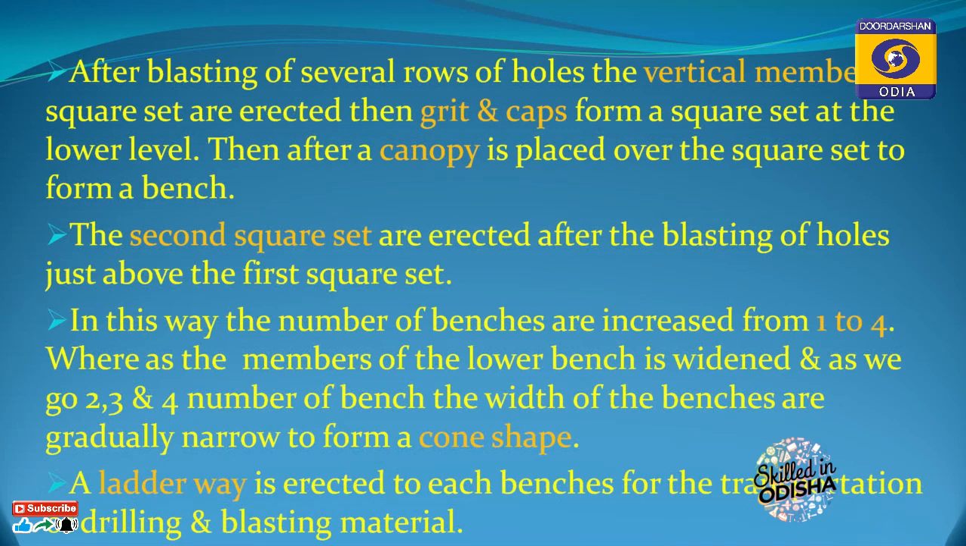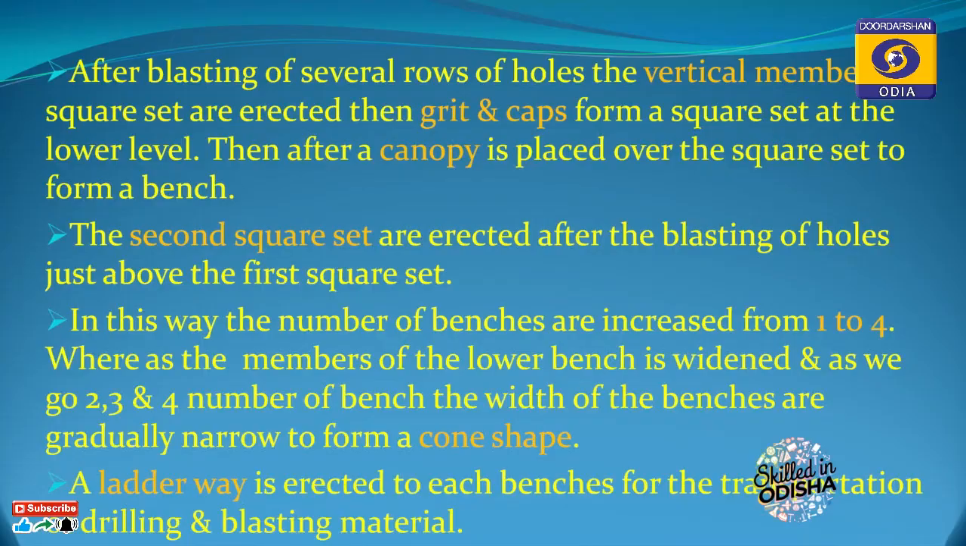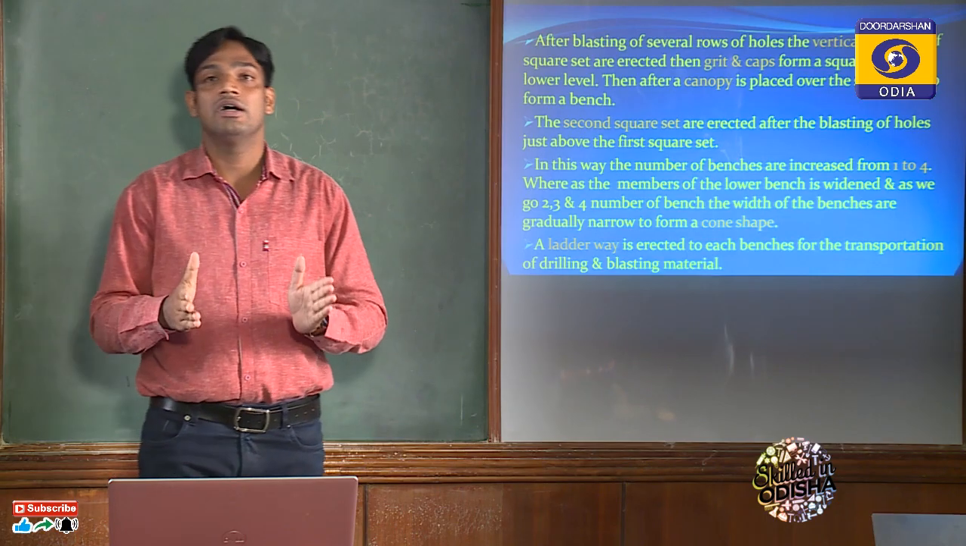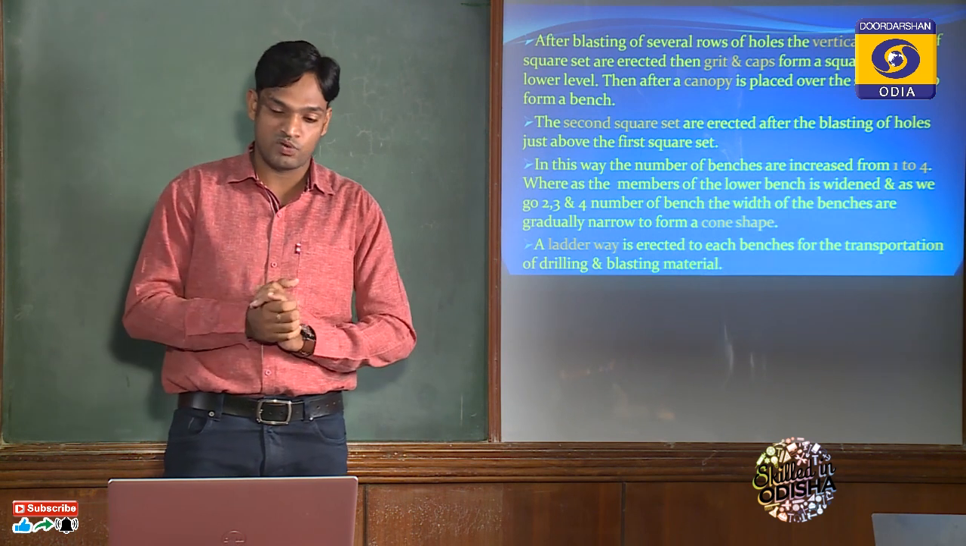After the square set at the lower level, a canopy is placed over it to form a bench, and the second square set is erected just like the first square set. Standing on the first square set canopy, the driller drills the holes once again, and then sets the second square set. In this way, the number of benches is increased, from 1 to 4, sometimes up to 5. We'll see the figure in the next slide, and analyse the entire process.